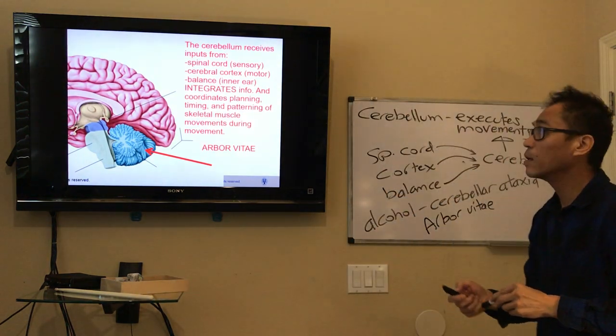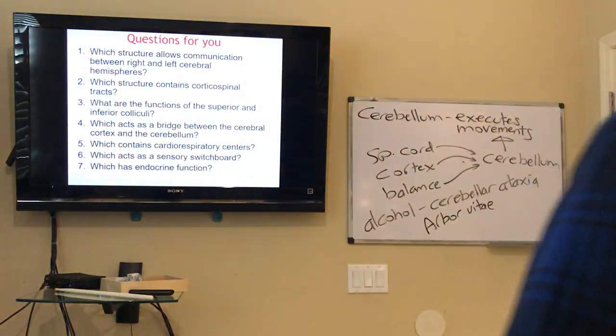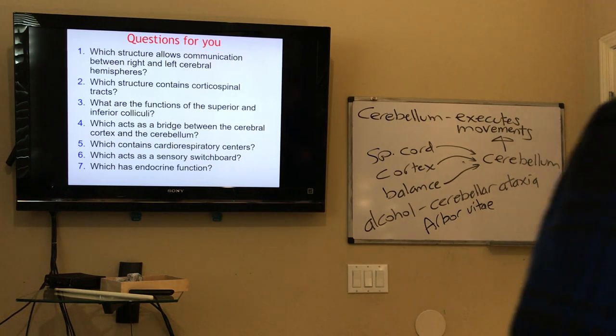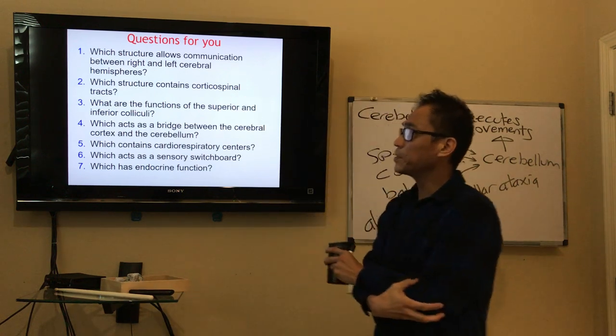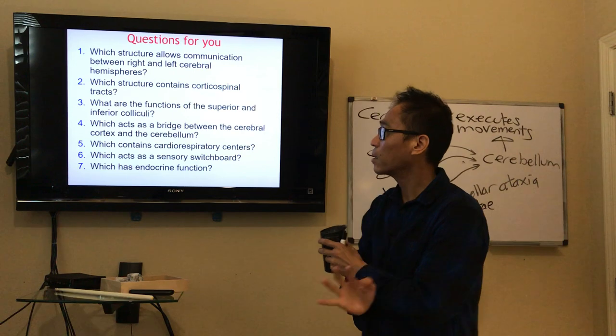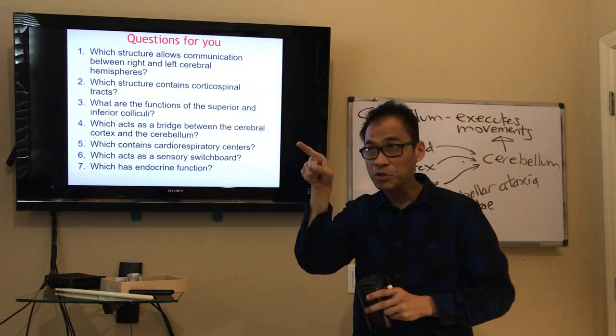Alright, so here's some questions for you. Alright, to go over these real quick. Number one, the structure allows communication between right and left cerebral hemispheres, corpus callosum. The structure that contains corticospinal tracts, cerebral peduncles, remember that's of the midbrain. The function of superior colliculi, visual relays like following a pen light with your eyeball, just tracking that movement.